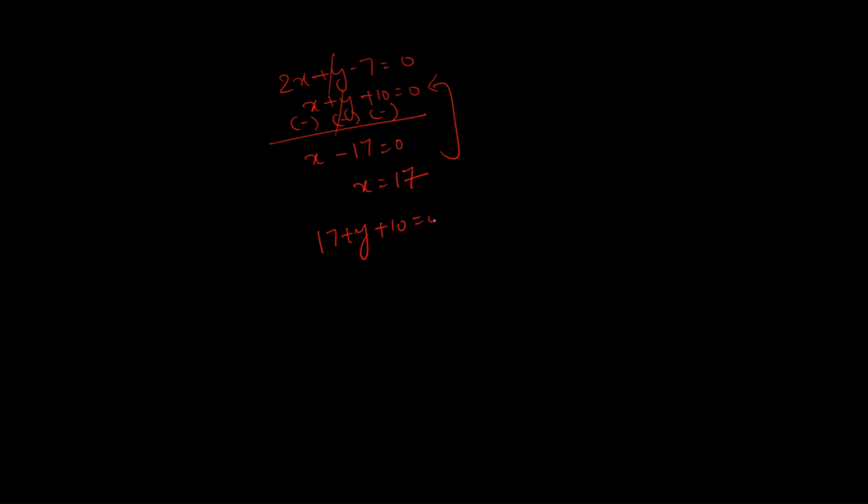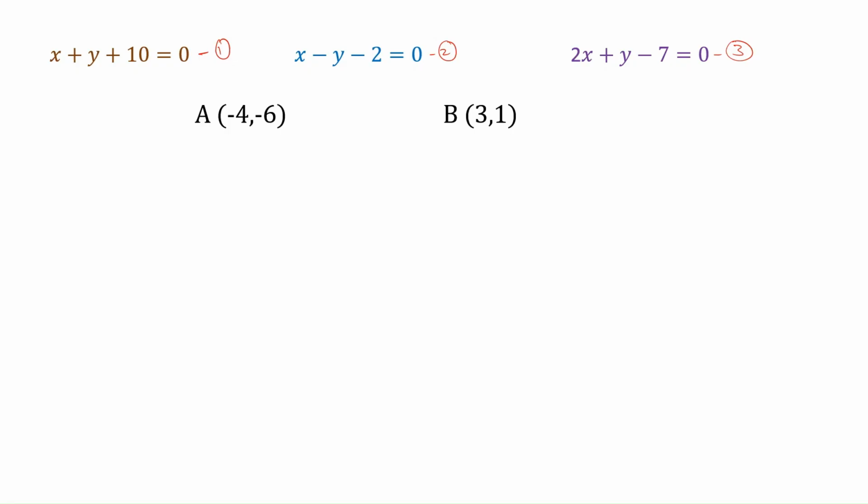We'll consider the third equation, that is 2x plus y minus 7 equal to 0, and the first equation is x plus y plus 10 equal to 0. Subtract these two equations. We'll change the signs here. Now plus y minus y will get cancelled out. 2x minus x is x. Minus 7 minus 10, that gives minus 17 equal to 0. From this x is equal to 17. Substitute this 17 in the equation. That gives 17 plus y plus 10 equal to 0. From this y is equal to minus 27. So the point of intersection of these two equations is 17 comma minus 27.